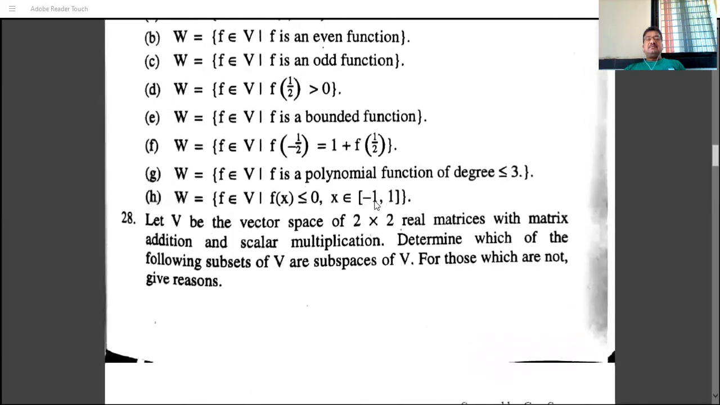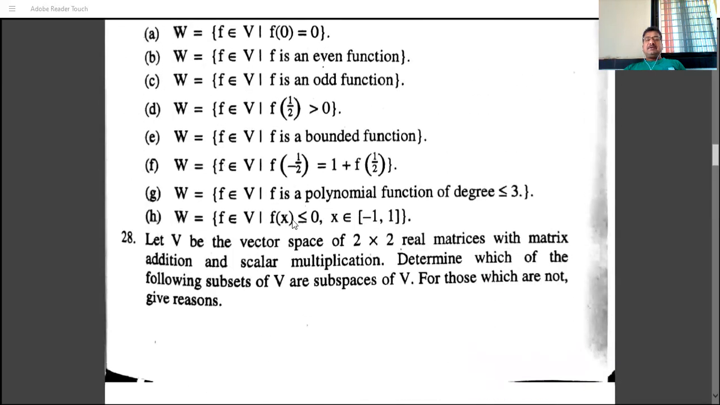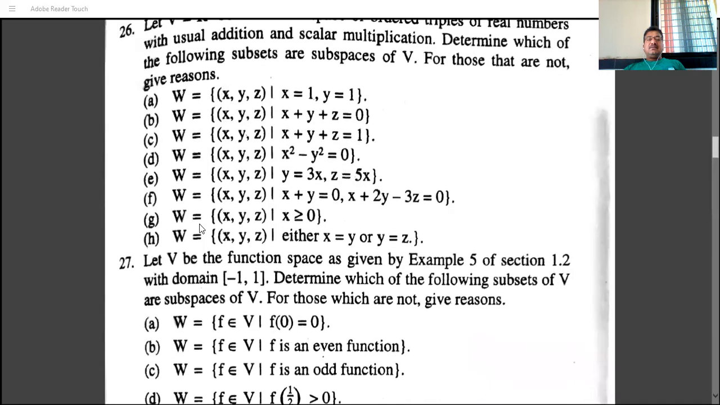H, for example, x is less than or equal to 0 is not closed. For this 36, x, y, z, either x is 0, x is equal to y, or y is equal to z. So if you take two elements, suppose 1 1 3 and 1 5 5, their addition is not an element of W. So give the counter example. So either x is equal to y or y is equal to z. So what are the elements of W?